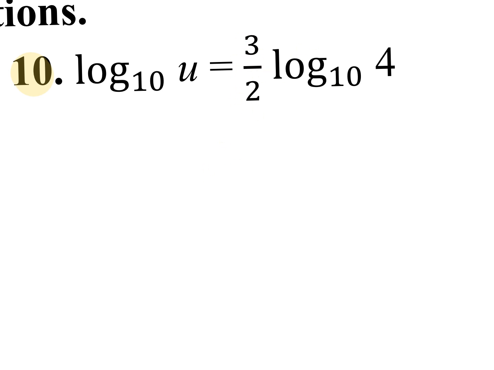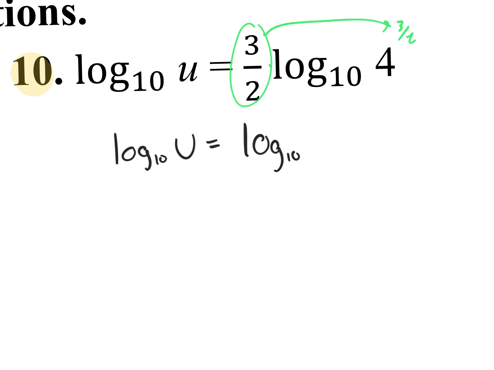by the log. So if you know the exponent property, you know that you could take this multiplication of 3/2 and move it up here to become the power 3/2 of base 4. Are you with me? So what we have now is common log base 10 of u equals log base 10 of 4 to the 3/2 power. Now, 4 to the 3/2 power, you could actually do that on a calculator if you wanted to.